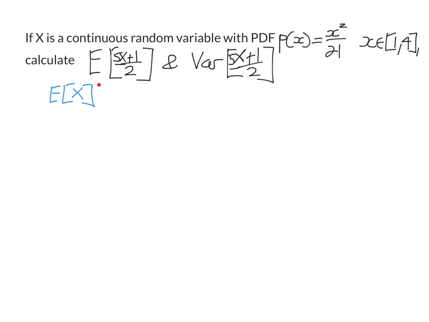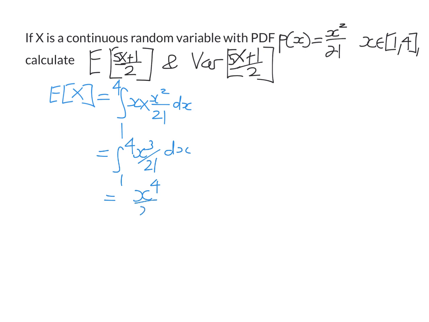This one's a bit more tricky because we have to go through the integration process to find expected value and variance. So the expected value of a random variable, you multiply x by its PDF and you integrate from the lower to upper possibilities for x. Of course, x times x squared is just x cubed. We're integrating x cubed over 21, so we're going to use the rule: increase the power by 1, divide by the new power, evaluate between 1 and 4, and we get 85 over 28. So that's the expected value of x.